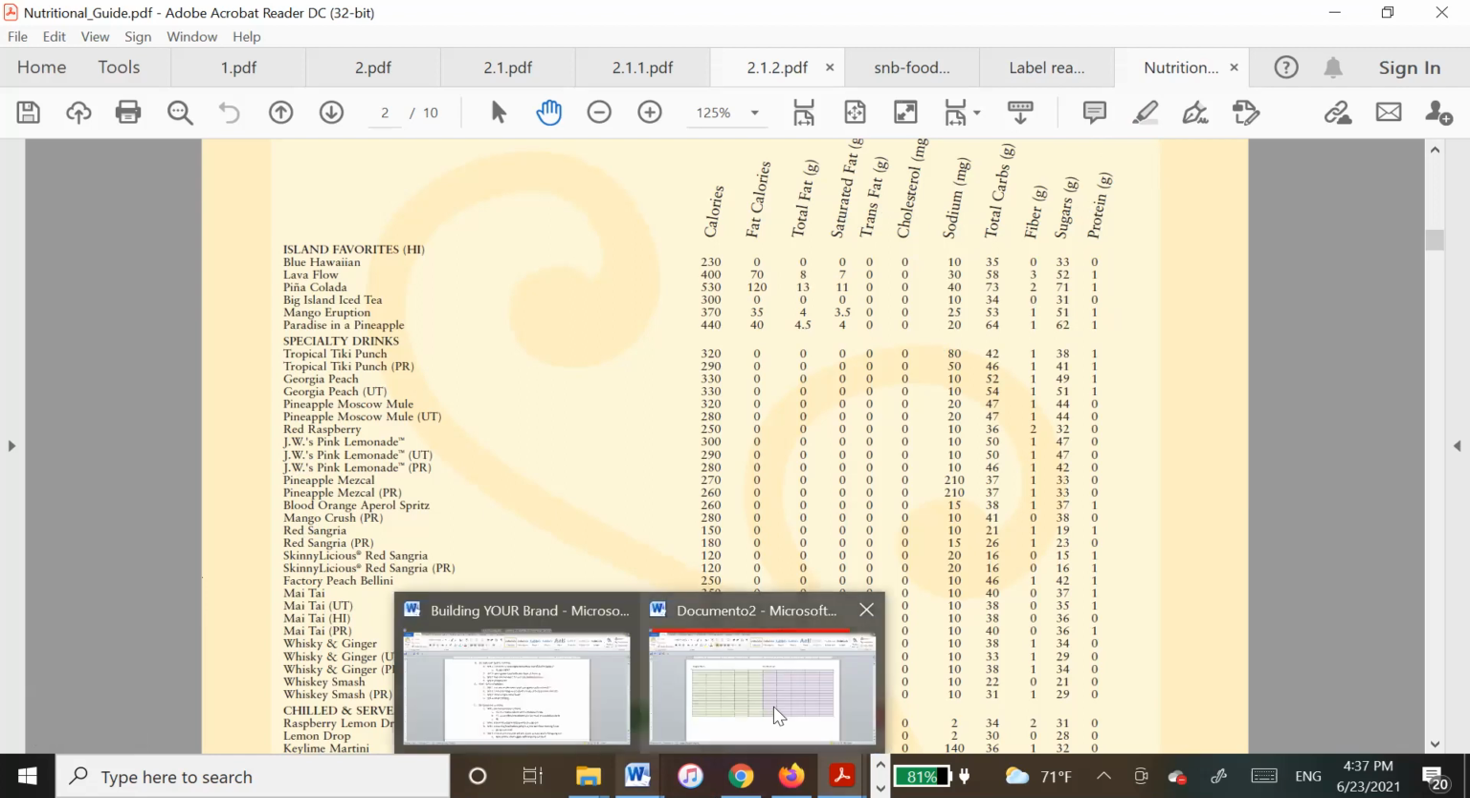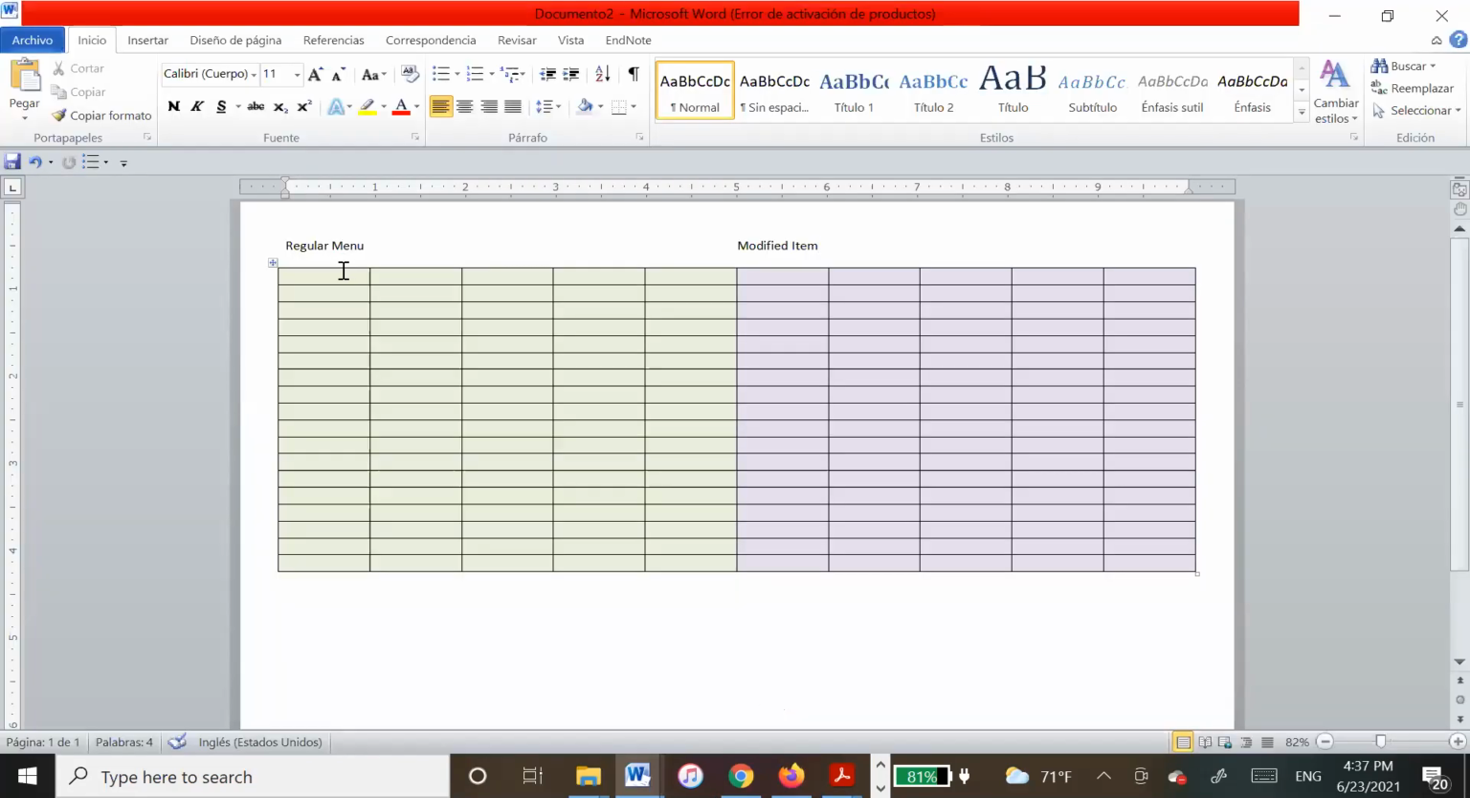So I'm going to pull this up just because I think it becomes very important for us to look at the differences. So we're going to look at the menu item, we're going to look at the calories, then we're going to look at the protein, the carbohydrates, and the fat in each one of the items. So in here we say we're going to choose the Mai Tai, and we said it was 290 calories. It has 0 amount of proteins.